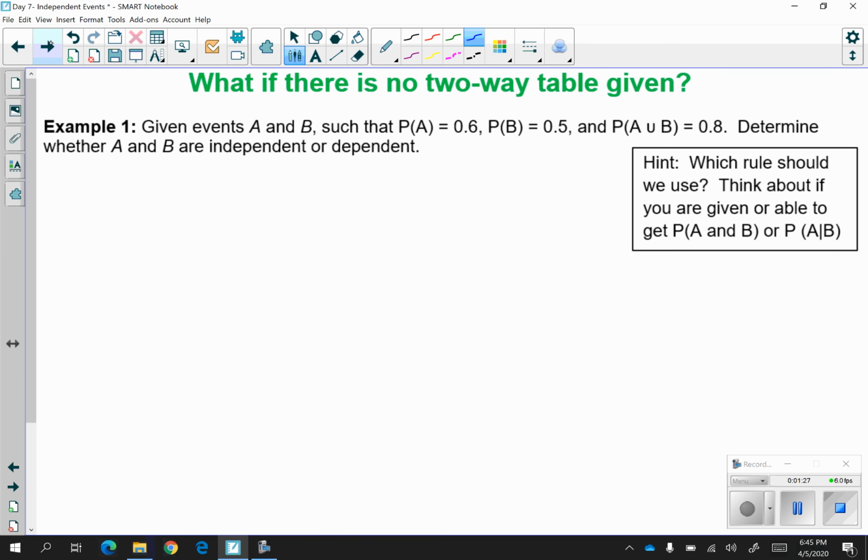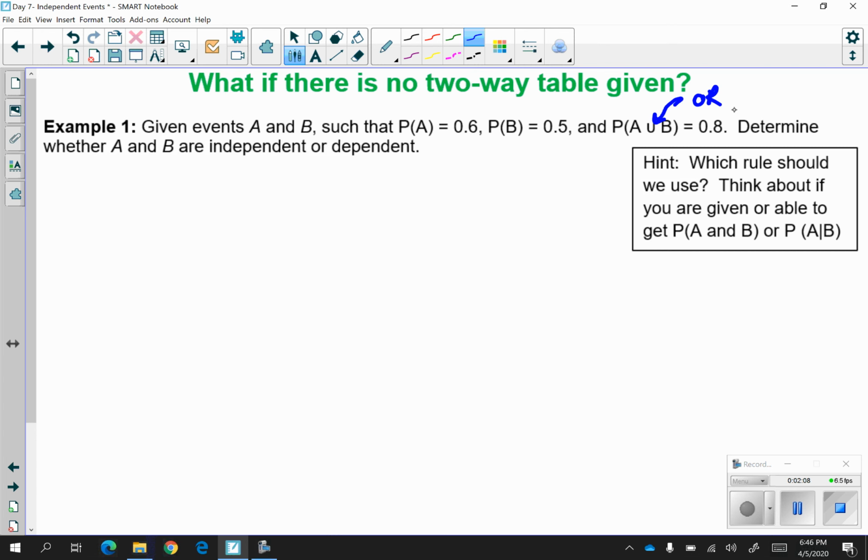So in our first example, we have given the events A and B such that the probability of A is 0.6, the probability of B is 0.5, and we have the probability of A union B. Remember that this symbol represents OR, is 0.8. Determine whether A and B are independent or dependent. So we have to use one of those two formulas from before. The question is, which rule should we use? The one with P of A and B, or the one with P of A given B?